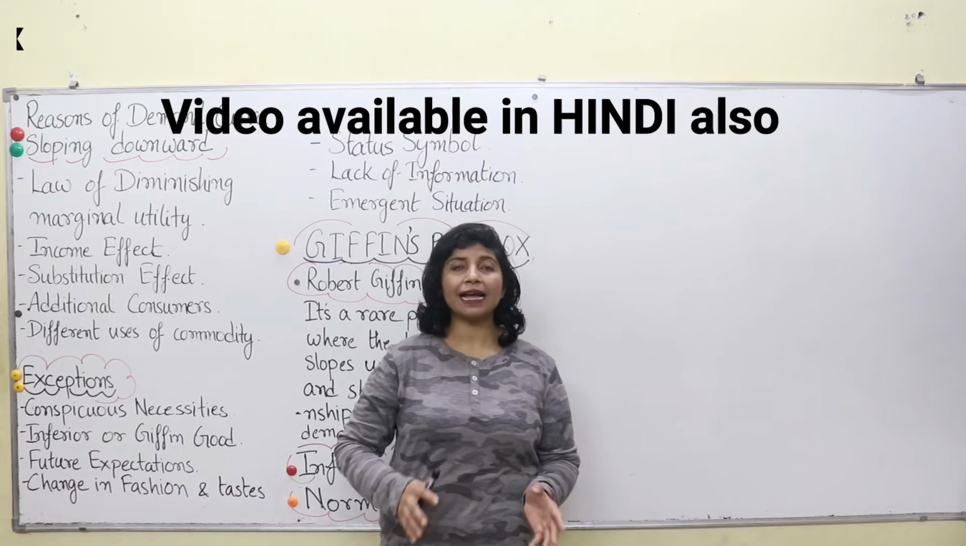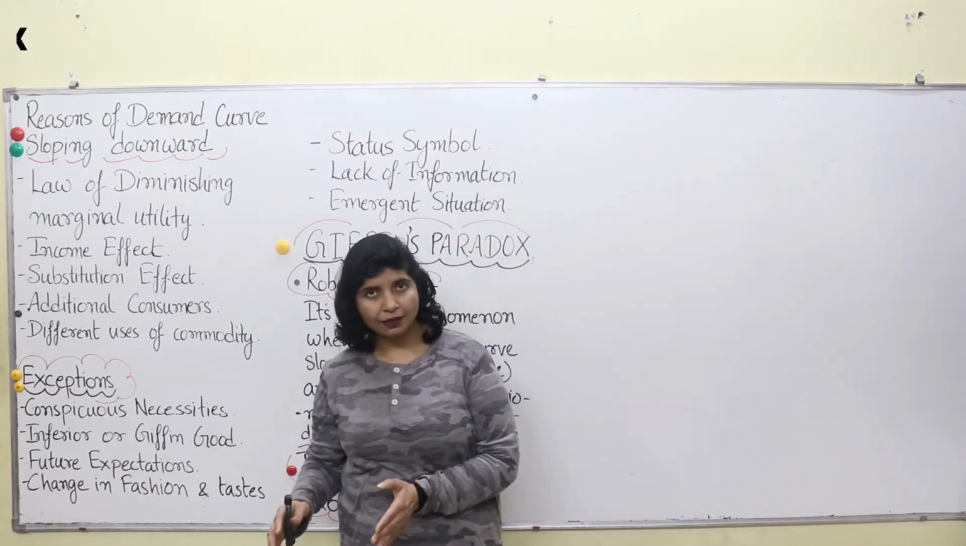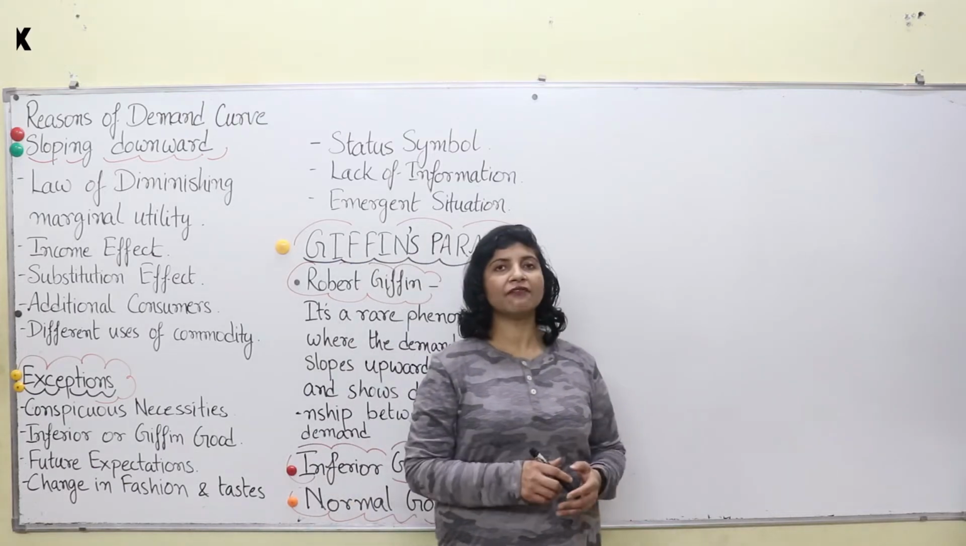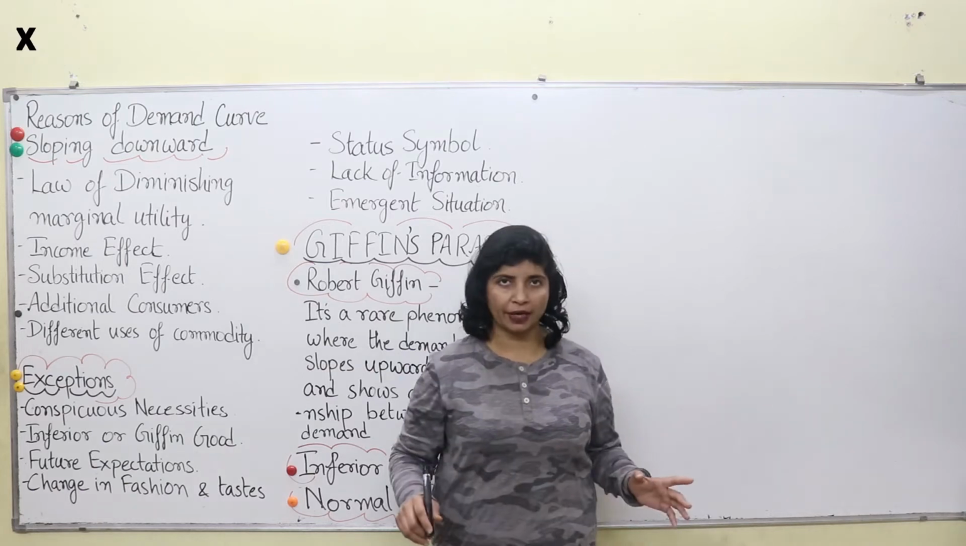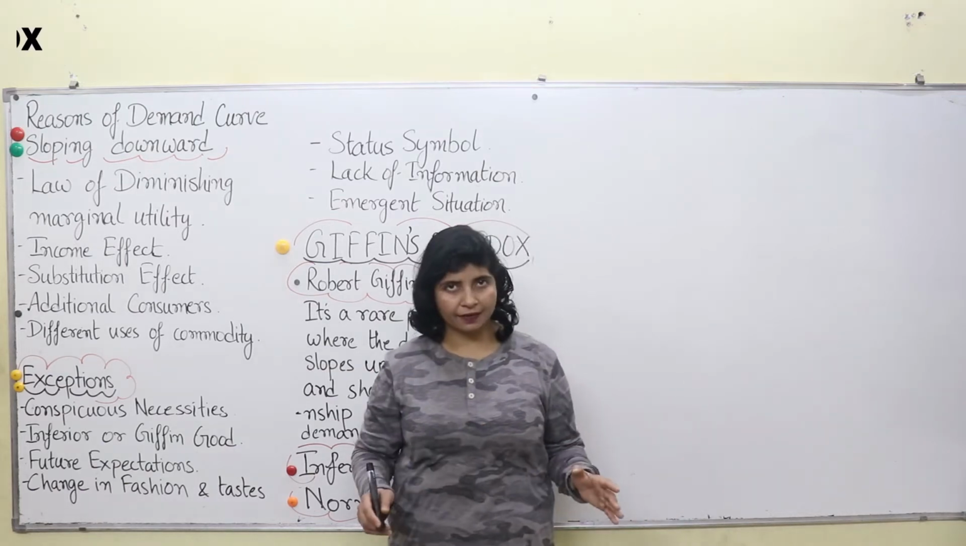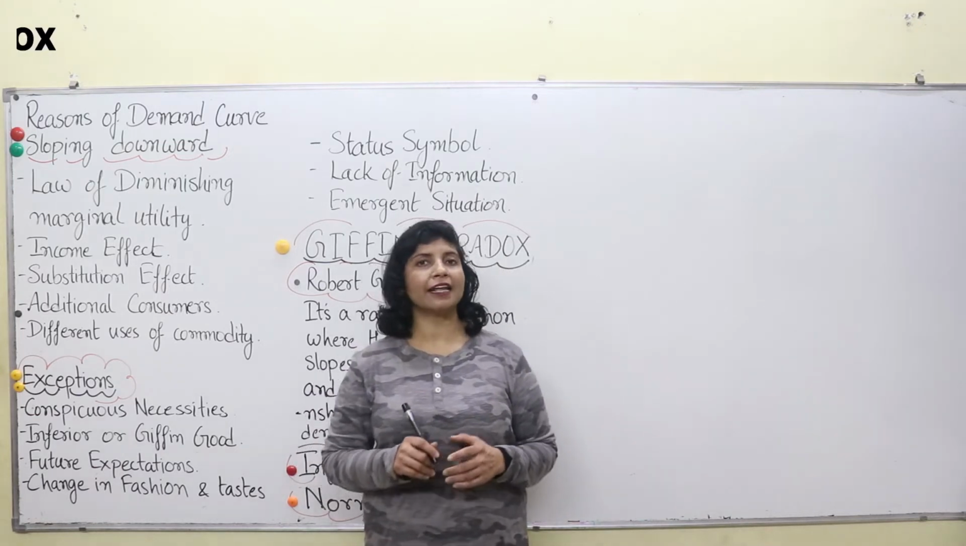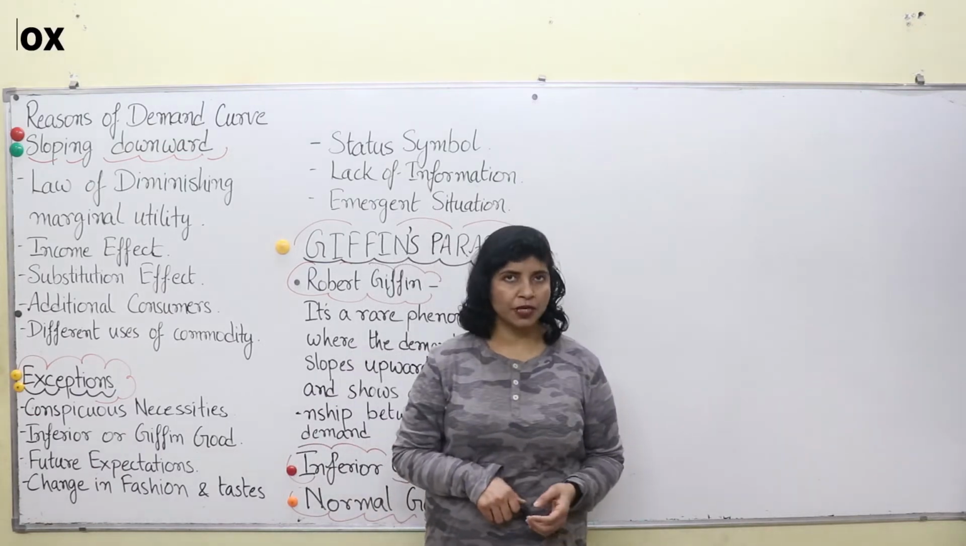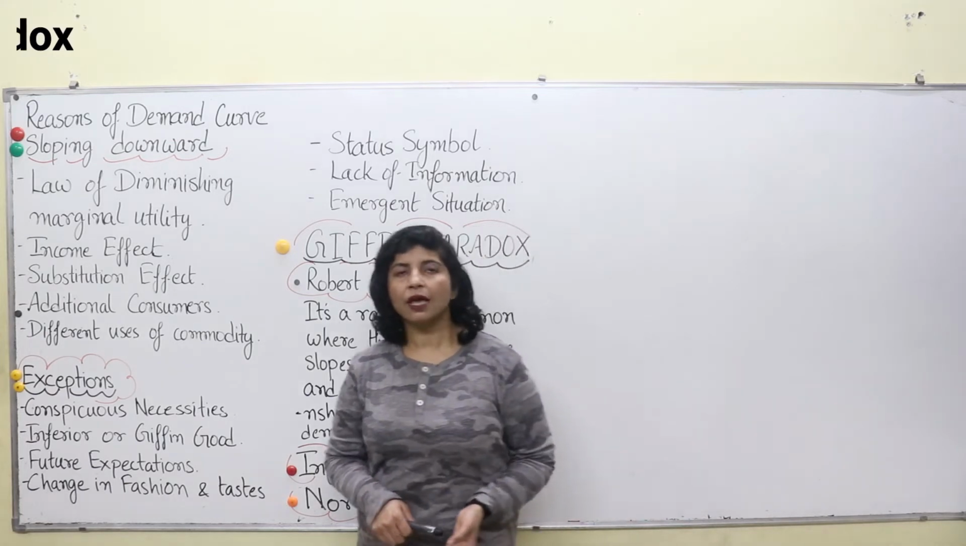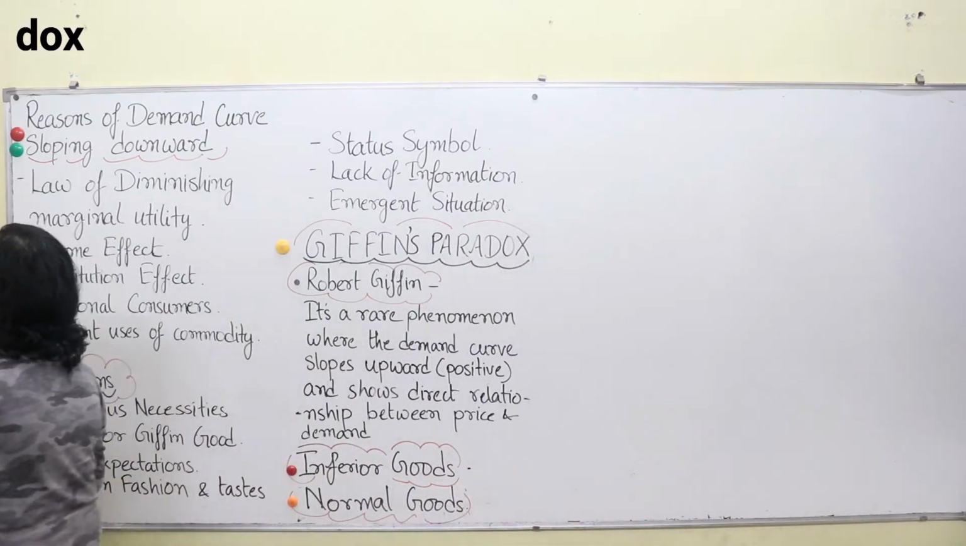Today we will discuss what are the reasons behind the negative slope of the demand curve. That means, why is the demand curve negatively sloping? What are the conditions in which the law of demand does not operate, or the demand curve is not negative? Then, what is Giffen's paradox? What are normal and inferior goods and what are their slopes? So let's begin with the reasons which are behind the negative slope of the demand curve.